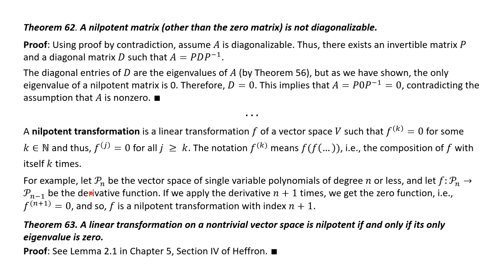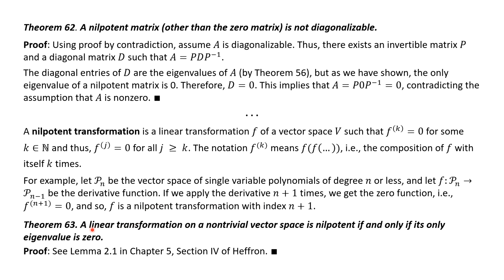So I have an example here. Let P sub n be the vector space of single variable polynomials of degree n or less, and let f be the derivative. So it maps from Pn to Pn minus 1. As you know, when you take a derivative of a polynomial, you get a polynomial of degree 1 less. So if we apply the derivative n plus 1 times to something from Pn, we're going to get the 0 function. No matter what we pick from Pn, we'll always get 0. And that means that f, the derivative function for this particular vector space, is a nilpotent transformation, and its index is n plus 1.